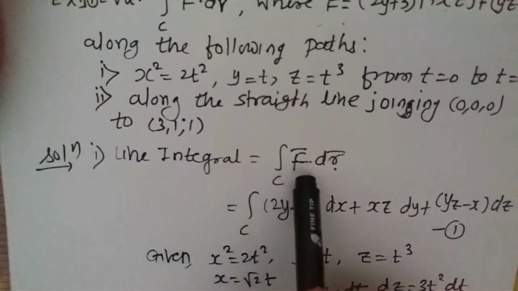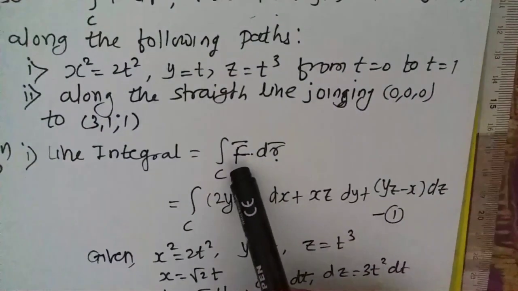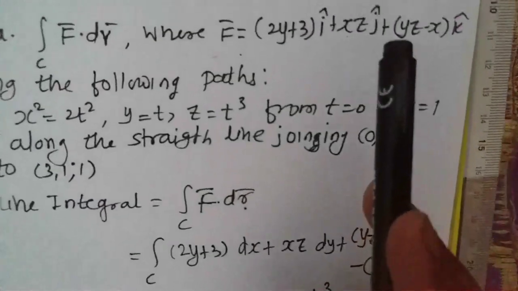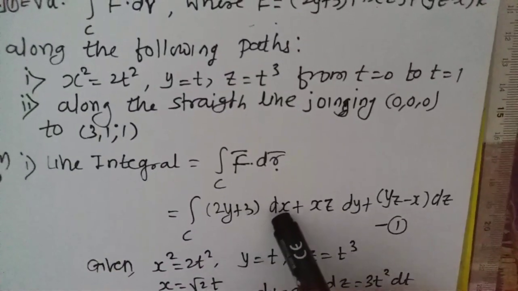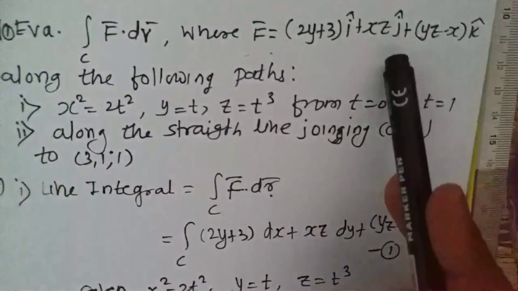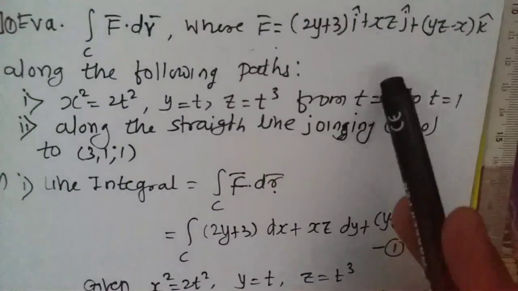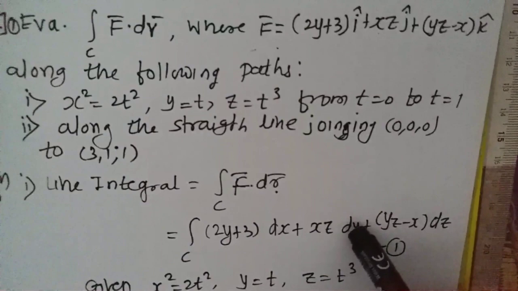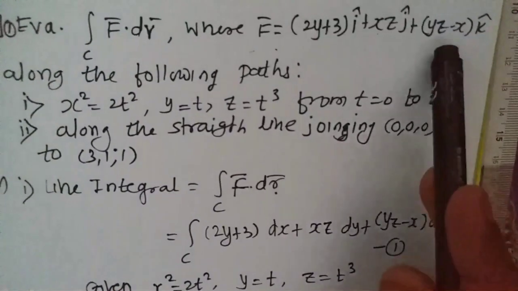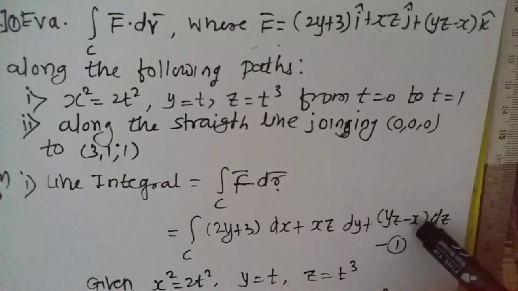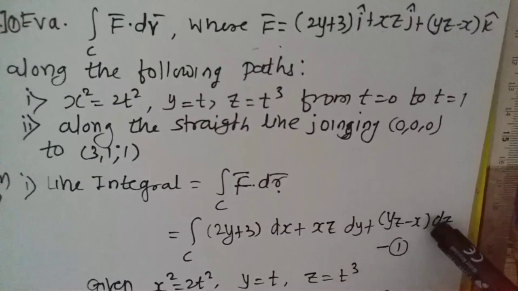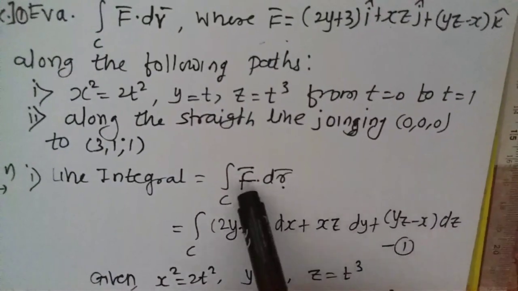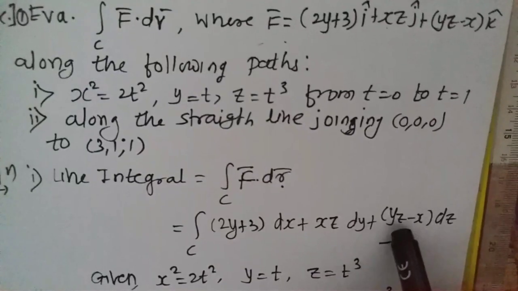We are calculating the line integral over C of f bar dot dr bar. If you take the dot product of the given vector point function f bar with dr bar, i component with i component gives (2y plus 3) dx, plus j component with j component gives xz dy, plus k component with k component gives (yz minus x) dz. This is the value of the dot product f bar dot dr bar. Let us call this equation number 1.